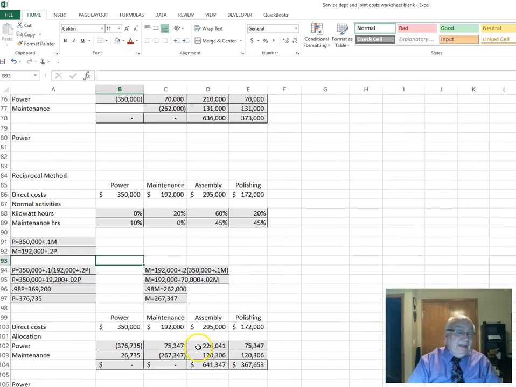Okay, so that is the reciprocal method, and hopefully that helps, and I'll get back with you on joint costs.